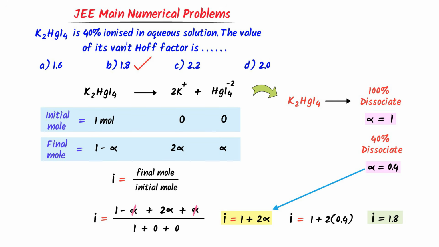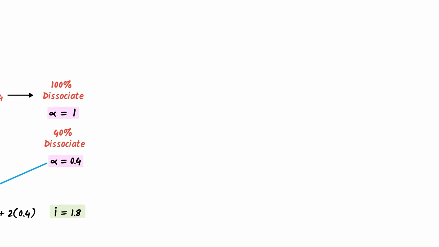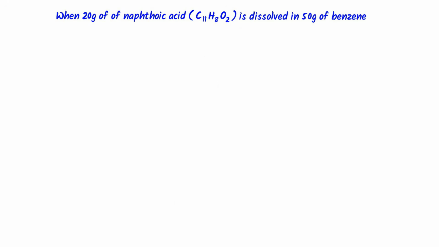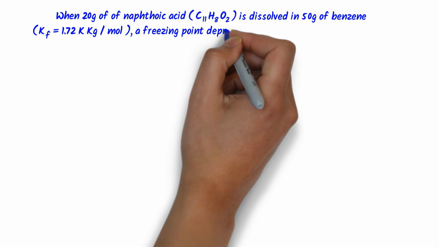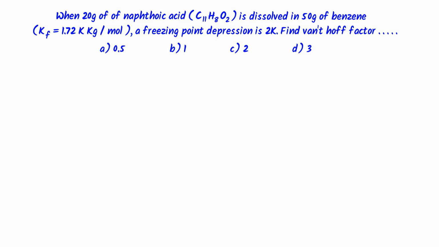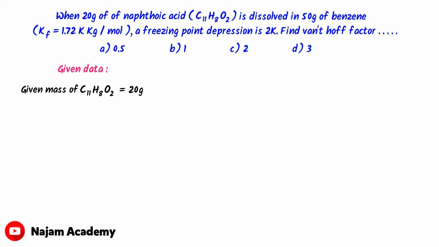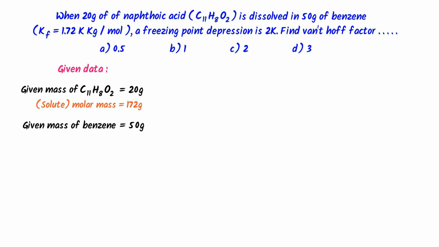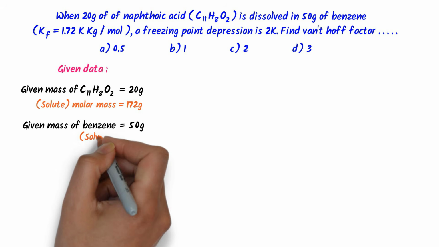Finally, let's consider another JEE Main question. When 20 gram of naphthoic acid is dissolved in 50 gram of benzene, a freezing point depression of 2 K is observed. The Van't Hoff factor is dash. Firstly, I write the given data. The given mass of naphthoic acid is 20 gram. Remember that it is the solute and its molar mass is 172 gram. Secondly, the given mass of benzene is 50 gram. Remember that benzene is the solvent.